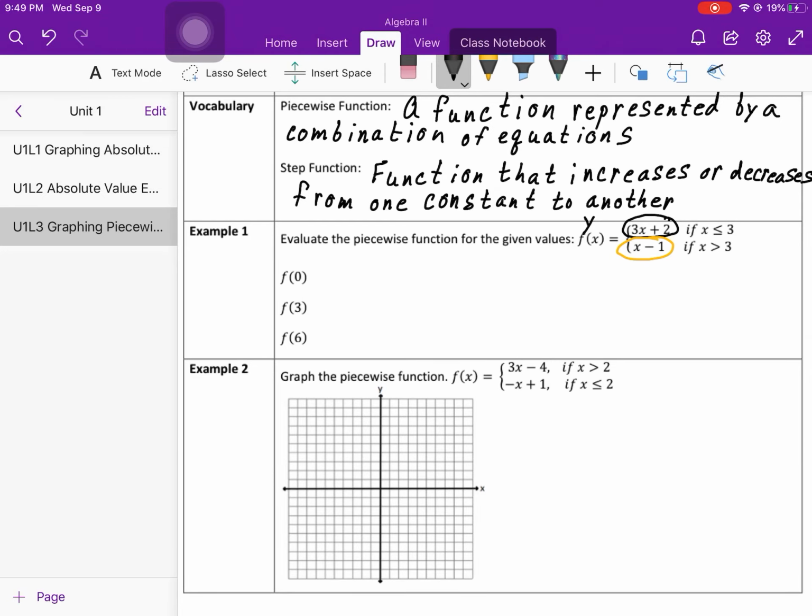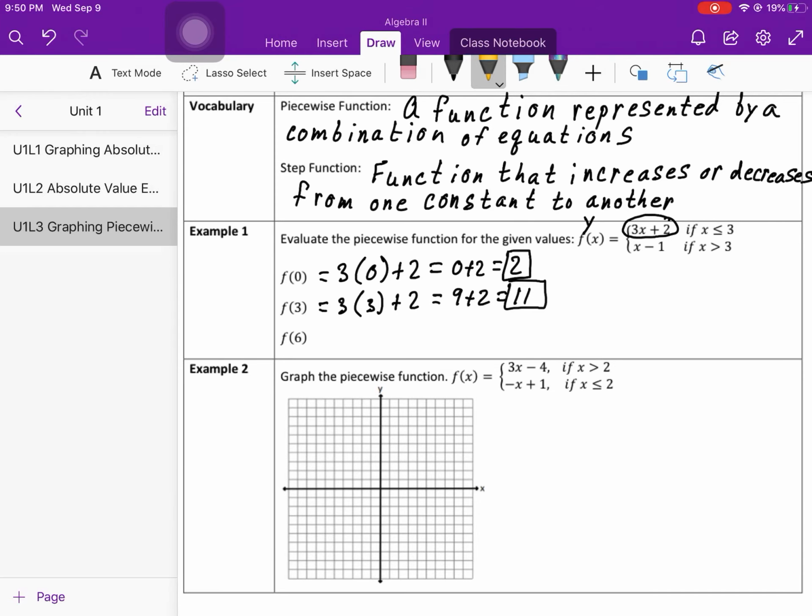In this case, 0 is less than or equal to 3, so we are going to choose the top equation, the one that's still circled. All I have to do is plug in 3 times 0, because I'm replacing the x with 0. 3 times 0 is 0, and 0 plus 2 gives us 2. F of 3. Now 3 is equal to 3, so it still goes in that top equation. Gotta check where that equal sign is. So 3 times 3 is 9, plus 2 gives us 11.